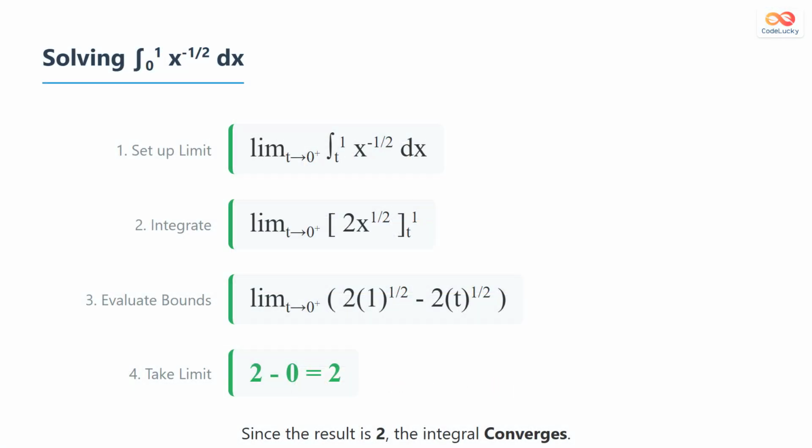Let's calculate it. First, we replace the 0 with a t and set up the limit as t approaches 0 from the right. The integral of x to the negative 1/2 power is 2 times x to the 1/2 power. We evaluate this from t to 1. This gives us 2 minus 2 times the square root of t as t goes to 0. The second term vanishes. We are left with 2. Since 2 is a finite number, the integral converges.